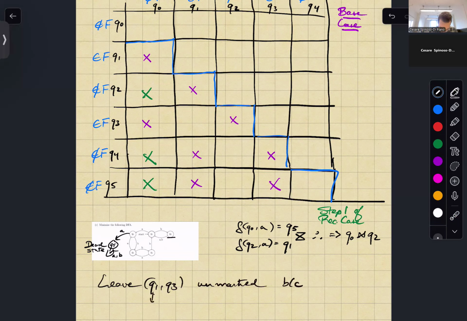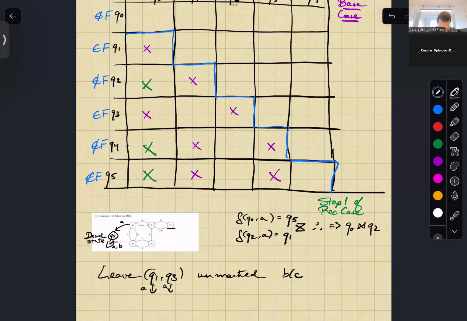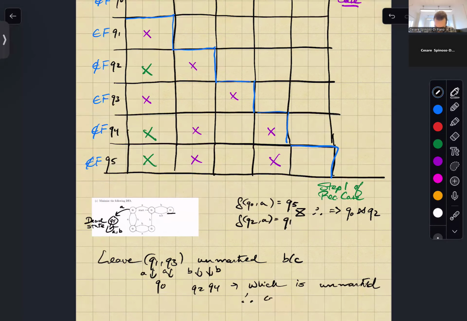because when you read an A, I think we said they both go to Q naught. And then when they read a B, they go to Q2, Q4, which is unmarked, right? And so therefore, we cannot conclude at this stage of the algorithm that Q1, Q3 are distinguishable, right? So I'm going to leave this unmarked for now. So this cell is going to be unmarked.